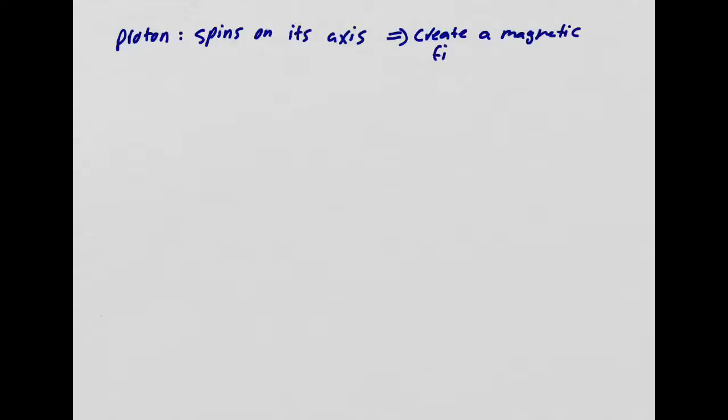Proton spins on its axis. Okay? And what that does, that will create a magnetic field. It's a little physics we're going to go over. I'm not happy with that. So here's a way to think about proton.